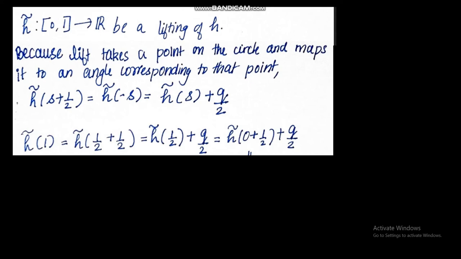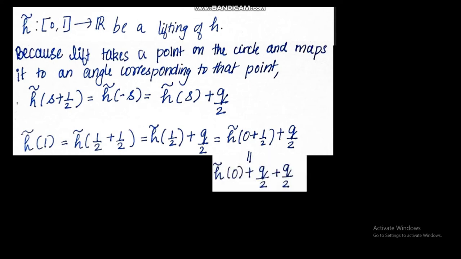Now we look at h tilde of 1. Since 1 equals 1 by 2 plus 1 by 2, we can rewrite it as h tilde of 1 by 2 plus q by 2. Since 1 by 2 is equal to 0 plus 1 by 2, we can again write this as h tilde of 0 plus q for an odd integer q.